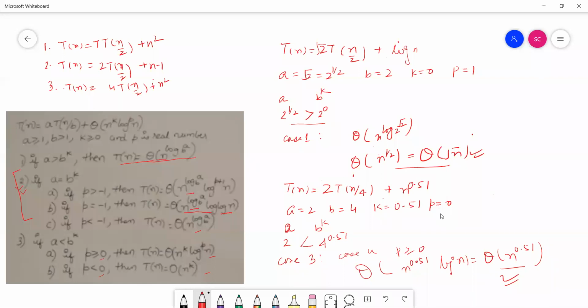Then we have T(n) = root 2 T... this we have done. Okay, so these are three questions. Solve them quickly, then we'll move forward.